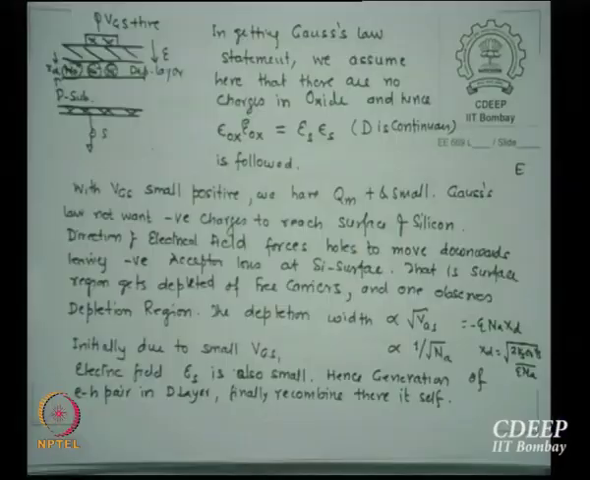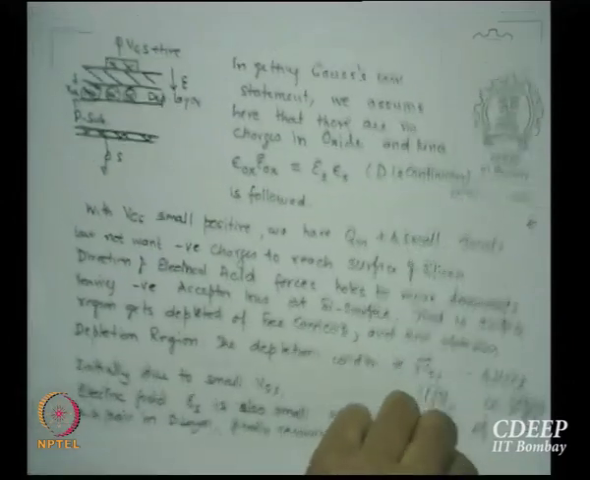However, if I start increasing the voltage at the gate, then the electric field across the depletion layer will also enhance, and there is a possibility that the force on the electrons and holes may now be exceeding. And if that happens, this is what we say.